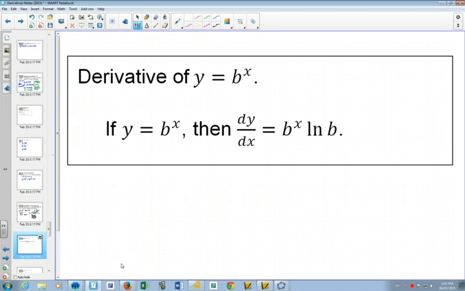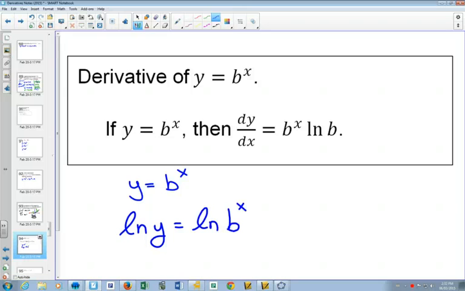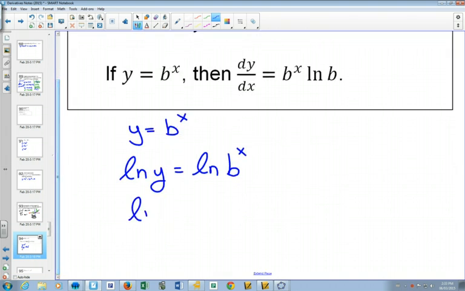Okay? So first of all, if you have y equals b to the x, one thing you could do is take the natural log of both sides. If I take the natural log of both sides, I'd have natural log of y equals natural log of b to the x. And this will be a good review of some of your log laws. What can I do with that x as an exponent? I could write it in front. So then I would have the natural log of y equals x natural log of b.